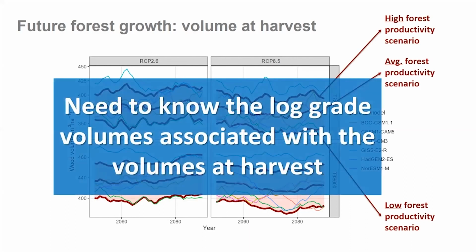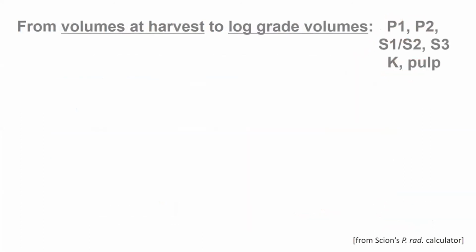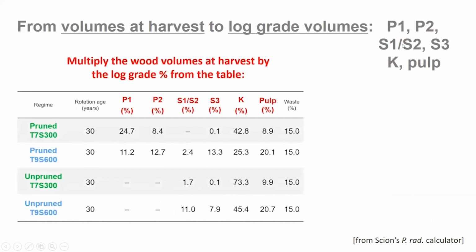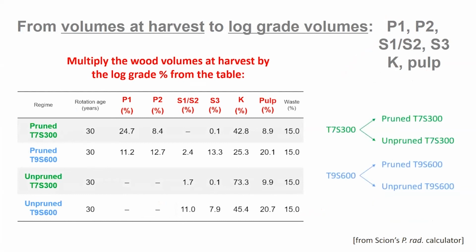But we also need to know the log grade volumes associated with these volumes at harvest, right? Because those are the volumes that actually have value. How do we do that? Well, we go from volumes at harvest to log grade volumes, considering these 6 different grades here, by multiplying the wood volumes at harvest by the log grade percentage from this table here. And because we can play with these different percentages, we can actually go from 2 regimes to 4 regimes, having each of our original regimes under pruned and unpruned versions. Okay.